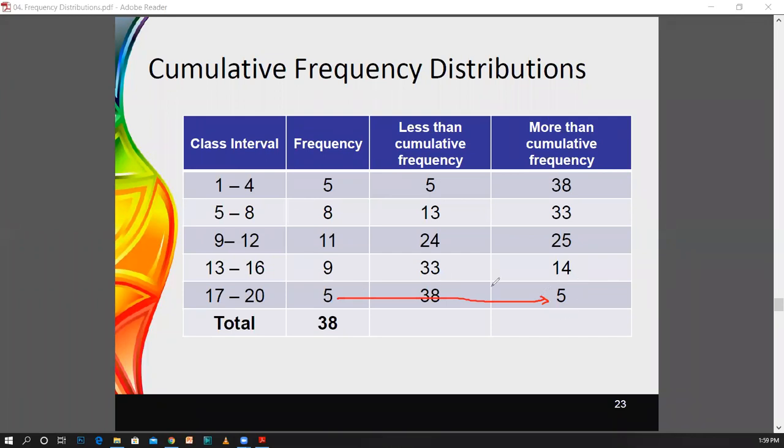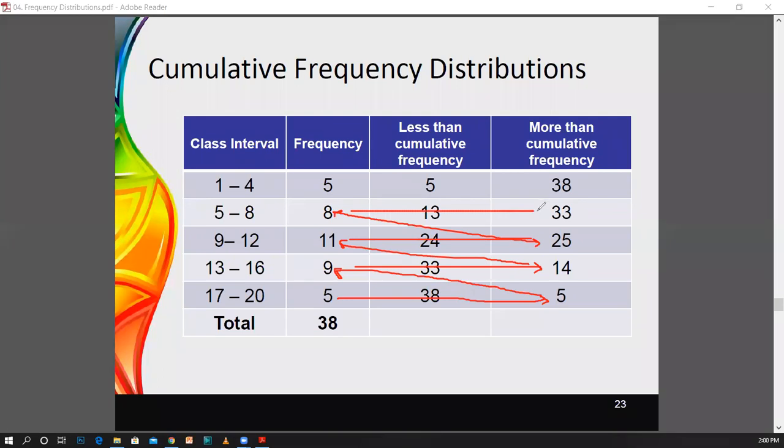Then this 5 has to be added to 9. 5 plus 9 gives this value 14. Then this 14 added to 11, then this value gives us 25. Then this 25 added to 8, we can say that value is 33. Then 33 added to 5, we can see that you can get the value as 30.